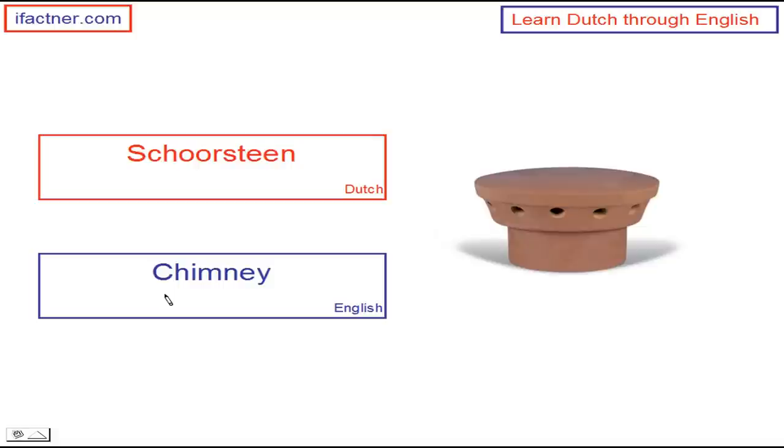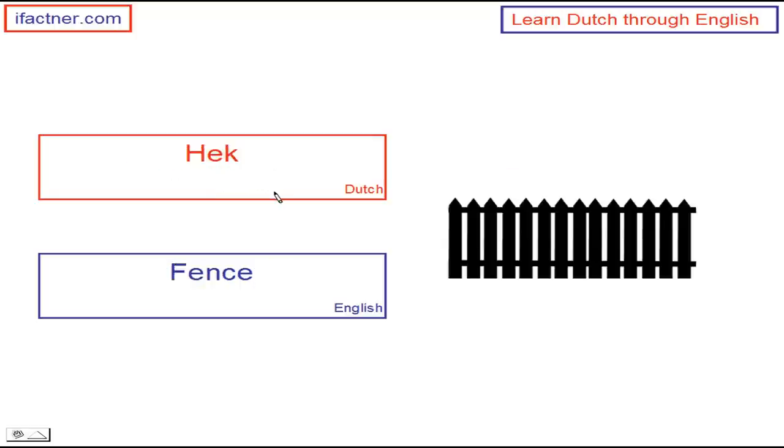Chimney is schoorsteen. S-C-H-O-O-R, schoor, S-T-E-E-N, steen. Schoorsteen. Fence is called hek, h-a-k, hek.